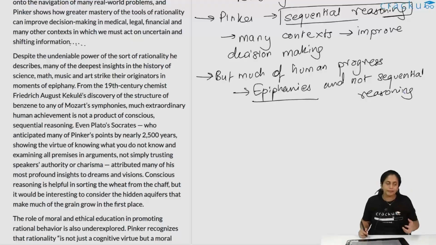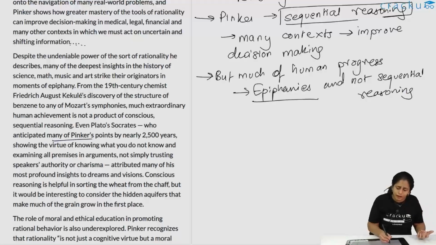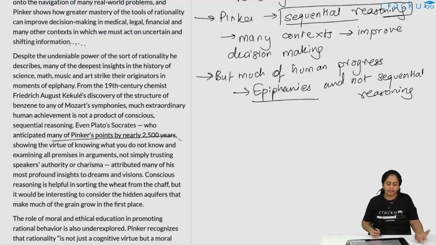Even he says that, say Plato, Socrates and Pinker's points actually overlap quite a bit. He says many of Pinker's points were anticipated 2500 years earlier, meaning that many of the points made by Pinker were actually made by Socrates 2500 years back. So you should know, by showing the virtue of knowing what you do not know and examining all premises and arguments, you should examine how much you know and especially what you do not know. This is something that Pinker says as well as Socrates said. This examining of all the assumptions in a particular context. Pinker says this as well as Socrates says this. So there is overlap in all of these points as such.